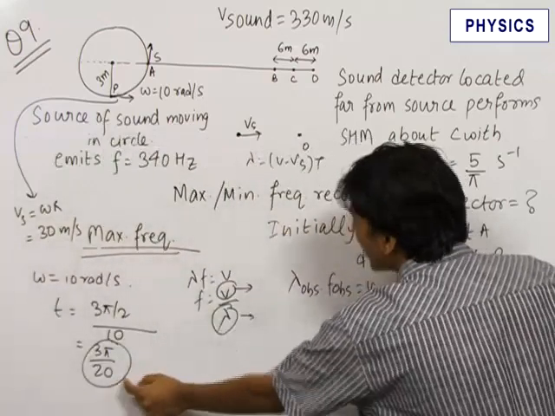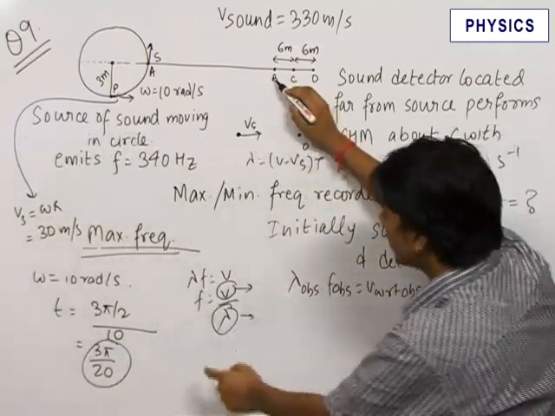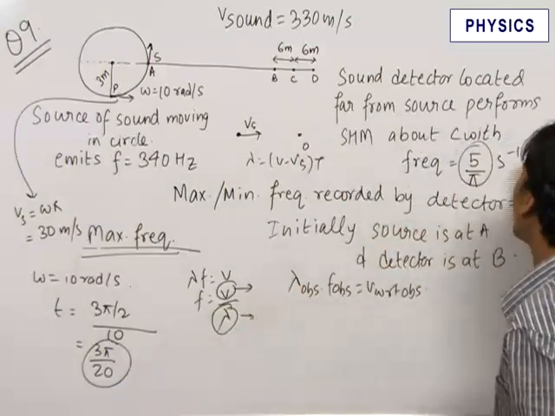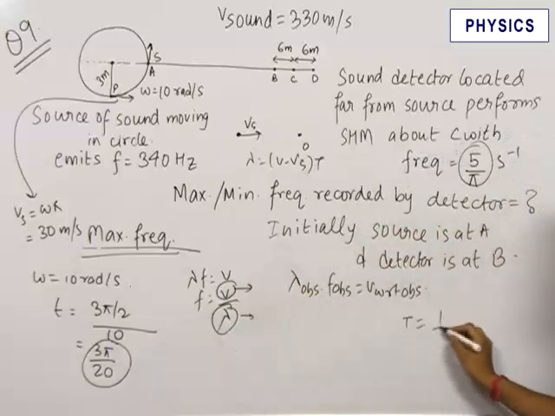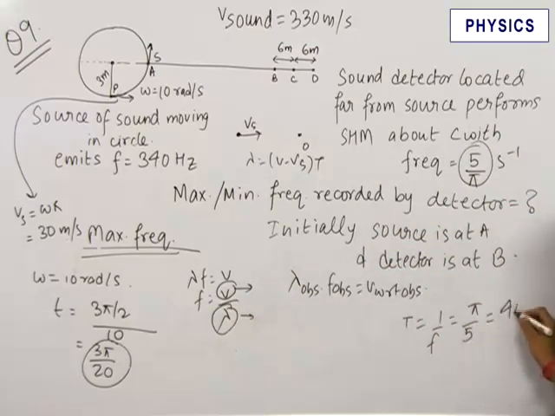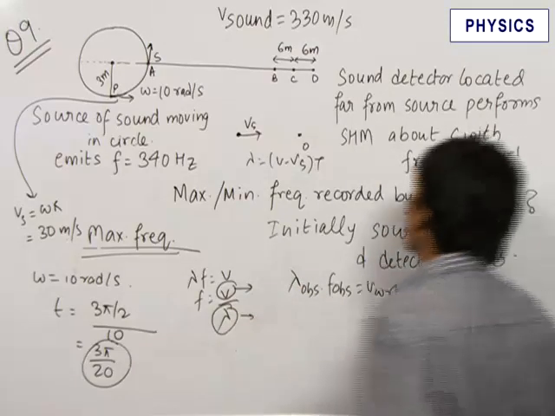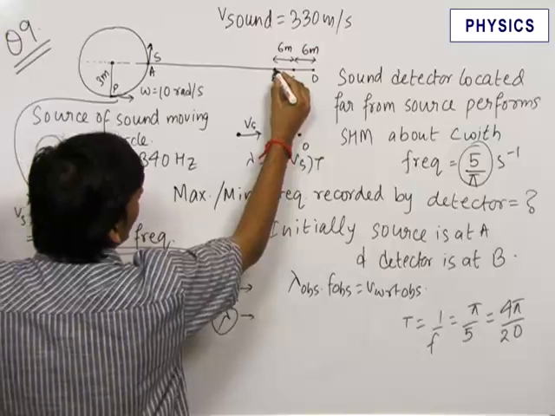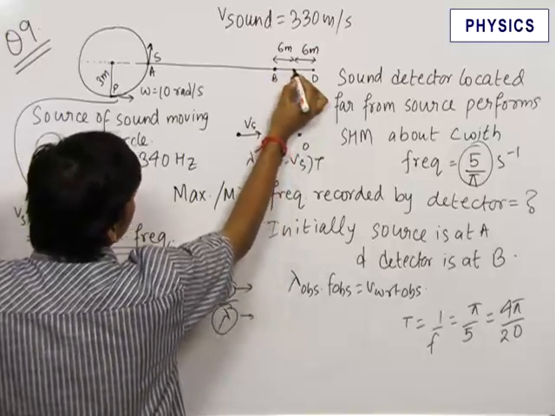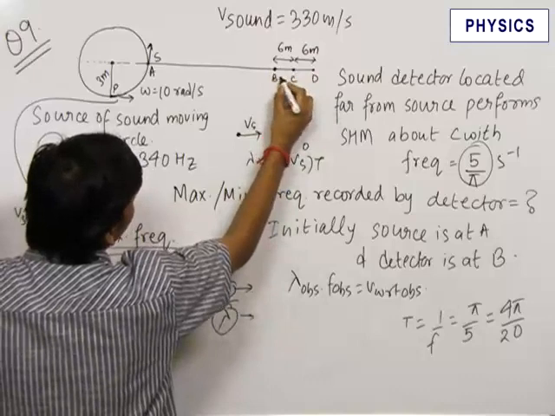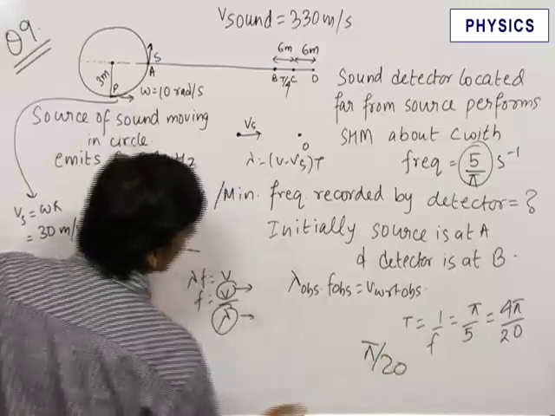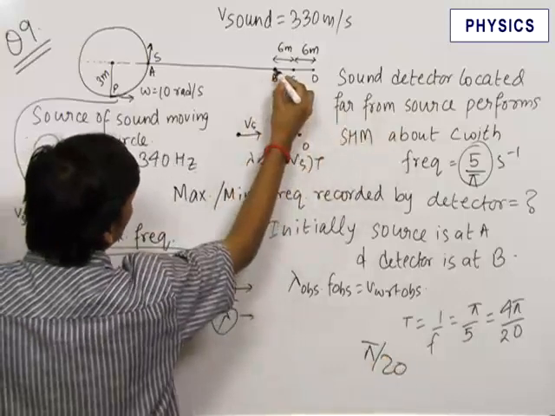Now let us check what is happening to the detector in this much time. The frequency of SHM is given to be equal to 5 upon pi. Therefore time period is equal to 1 upon frequency, which is pi by 5. This is equal to 4 pi by 20. Now if you know all the properties of SHM, you can solve it very fast. We know that in an SHM a particle reaches from the extreme position to the equilibrium position in time T by 4. So in T by 4 time, that is pi by 20 time, the detector moves from B to C.